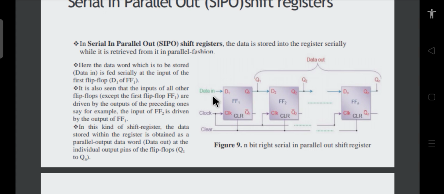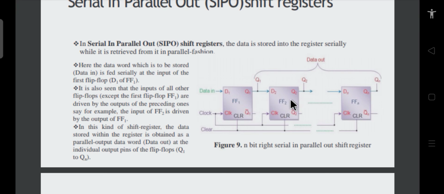In serial in parallel out shift registers, again there is a clear input. Whenever we have to start, we first give this clear input; we should make this clear input 1. Once we make it 1, we are sure that all the previous states of the flip-flops will be cleared, so there will be nothing on the output.